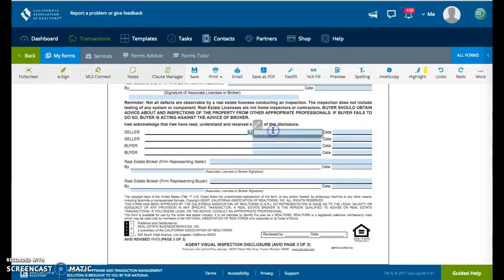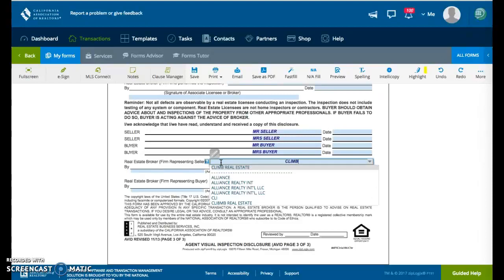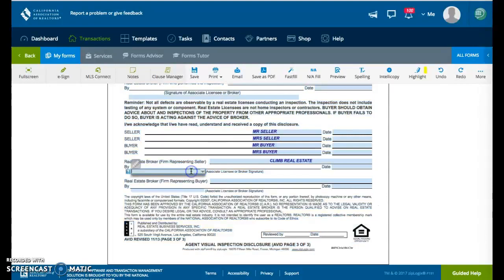So here we have the seller, and here we have the buyer. They would each sign it as well as myself. I'm from Clem Real Estate, and my name is Grant Naba.